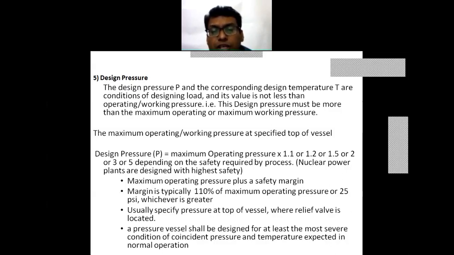The margin is typically 110% of the maximum operating pressure or 25 psig, whichever is greater. Then usually specify the pressure at the top of the vessel where the relief valve is located. A pressure vessel shall be designed for at least the most severe conditions of coincident pressure and temperature expected in normal operation.